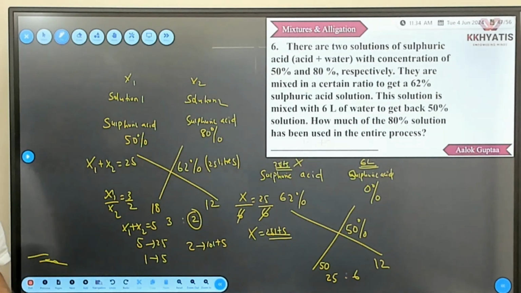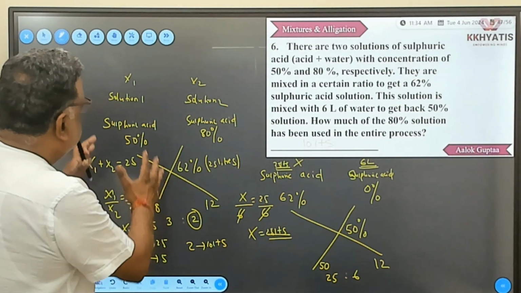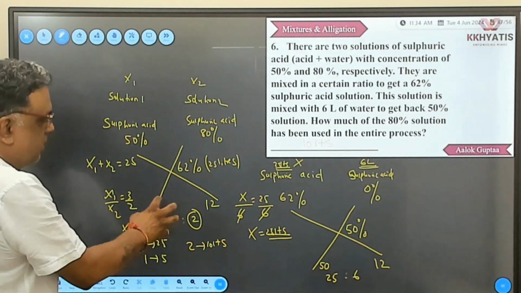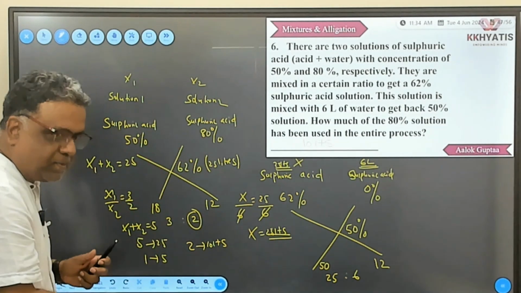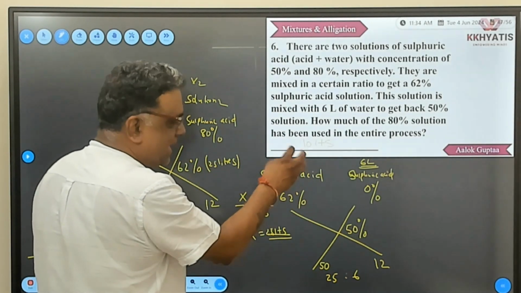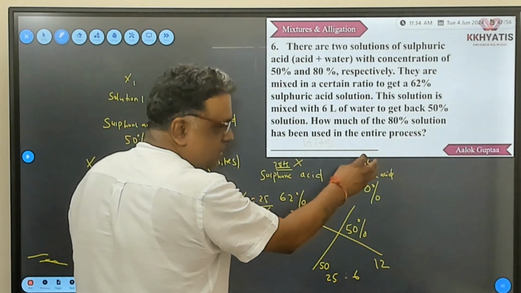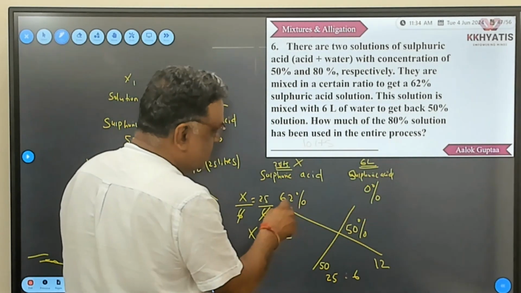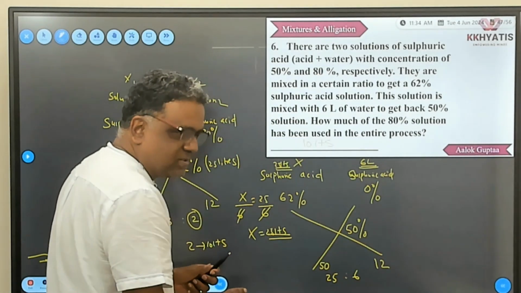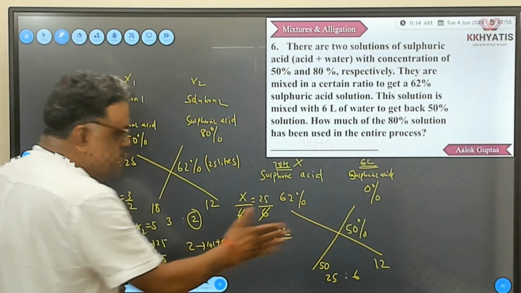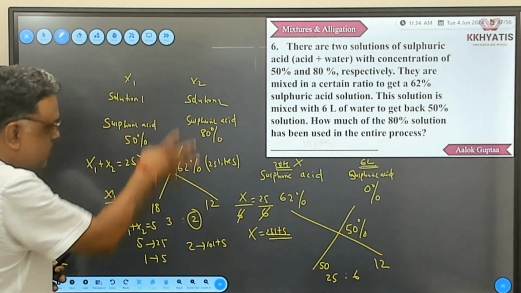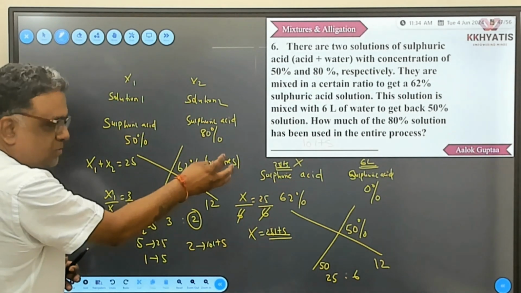Clear? So what we did here was solution 1, solution 2, we applied alligation on sulfuric acid. Here we got the ratio as 3:2. Now this mixture of 62%, let us say x liters, I mixed with 6 liters of water in which sulfuric acid is 0%. I am applying alligation on sulfuric acid. So here I got ratio as 25:6, which means x upon 6 was 25:6, x I got as 25 liters, which means in this mixture the total liters was 25 liters.